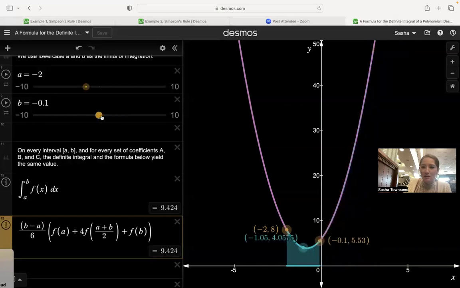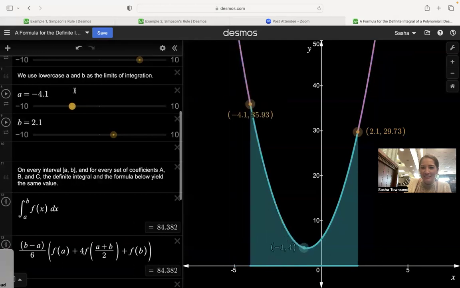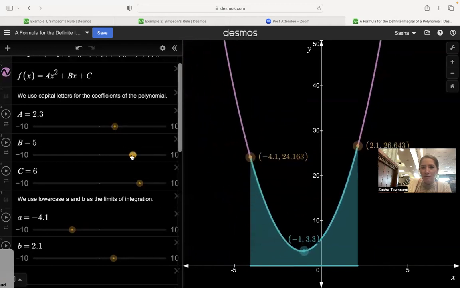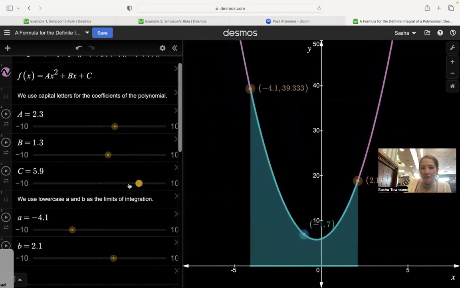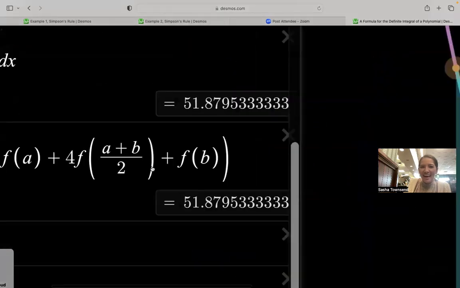And what's cool is I can change b and see they're the same. I can change a and they're still the same. I can even change the coefficients of the polynomial, so I make the polynomial have different shapes. And even so, guess what? They're still the same. It does not matter.